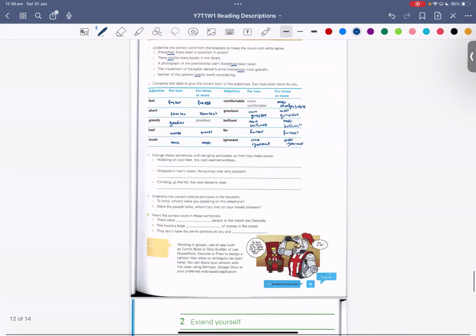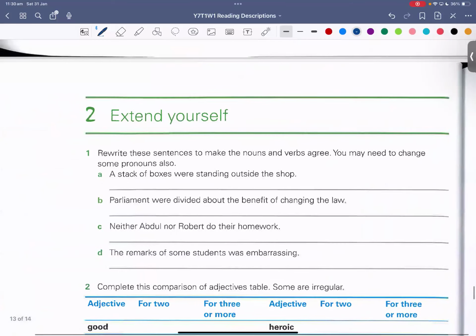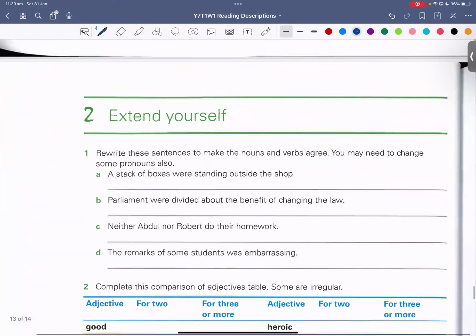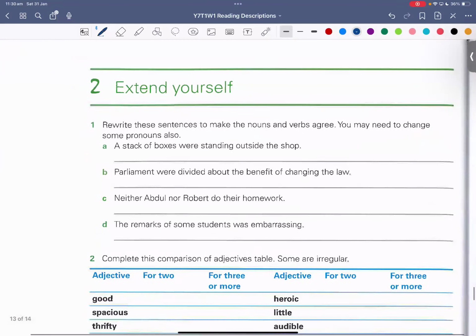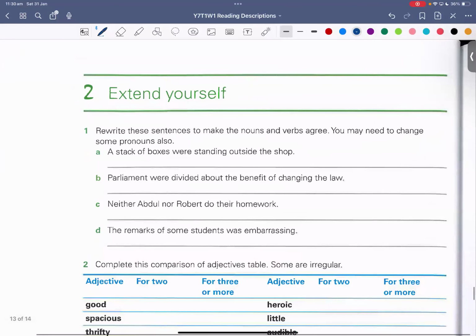Okay, we're going to skip that part. We're going to go to Extend Yourself. It's just the next page. Okay, let's do the first one together, and then I'm going to ask you guys to give the next two a go yourself, and then we're going to check our answers.